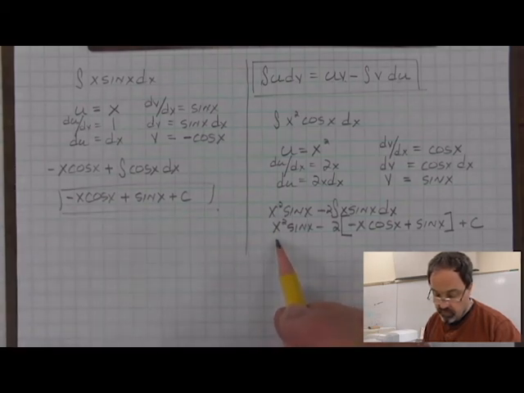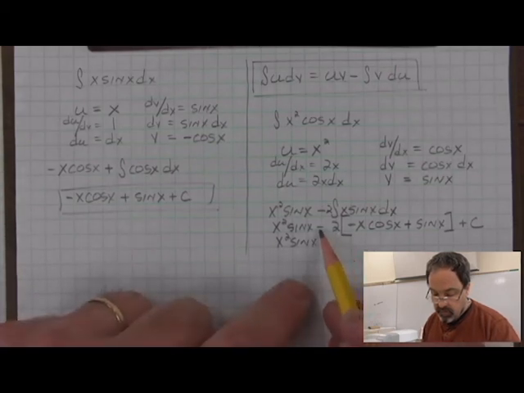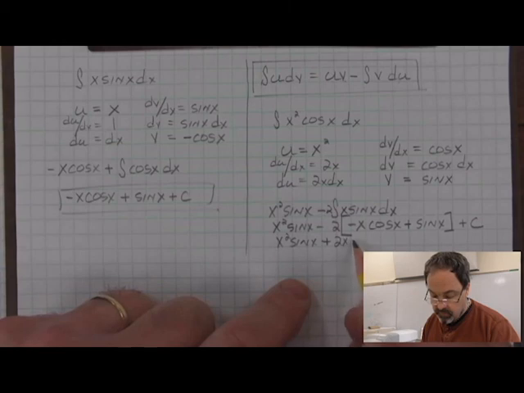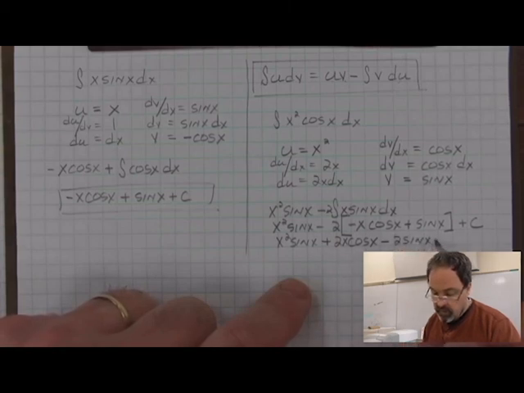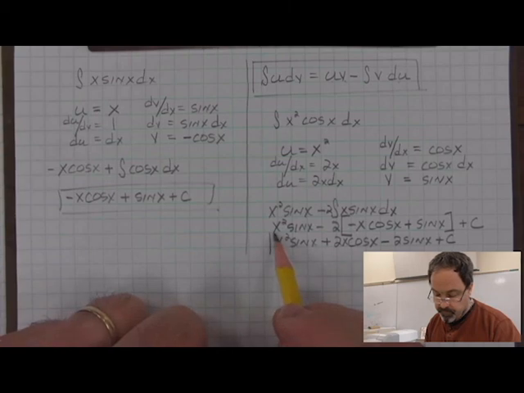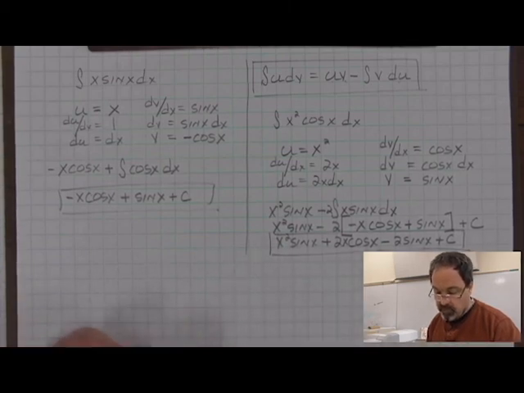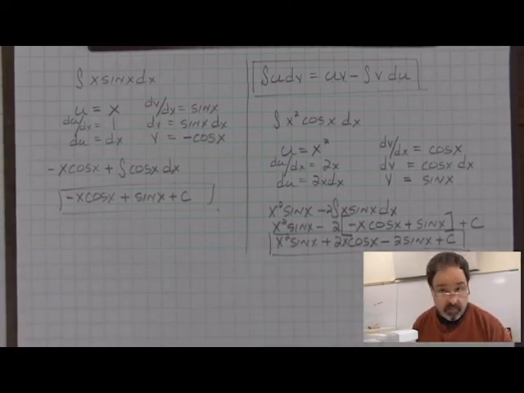So my final answer is x squared sine x. This -2 times this negative term turns it positive, 2x cosine x. And then a -2 times a positive sine x is a -2 sine x. And then don't forget c. That was integration by parts inside of integration by parts.